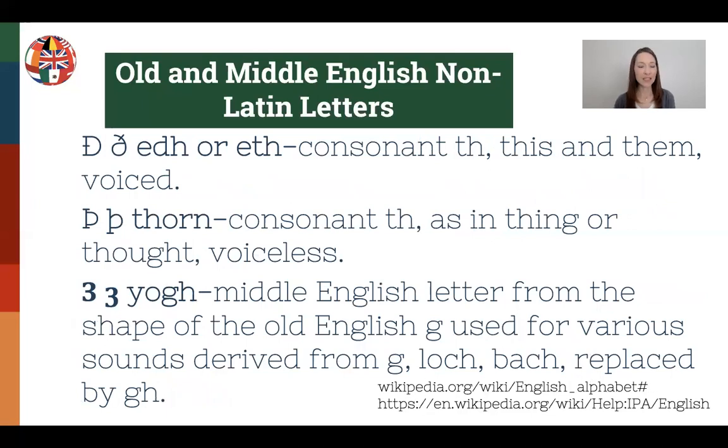All right, the next three letters are the eth, which is the consonant TH sound, and it sounds like this and them, and it's voiced. You can hear your vocal cords vibrate when you say those. And thorn was the consonant TH, as in thing or thought, and it's voiceless, so your vocal cords are not vibrating when you say it. And those two were very similar sounds.